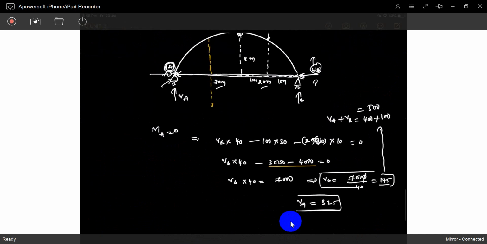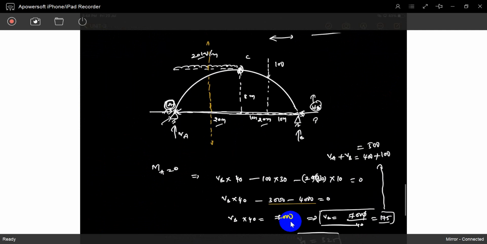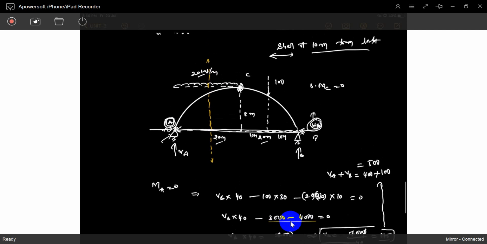So VA and VB, we got it. Once you know VA and VB, you can easily get HB, because you can take the moment with respect to C. Bending moment at C is 0, because it is a crown joint. Take it from the right side or from the left side, and you will get HA and HB.